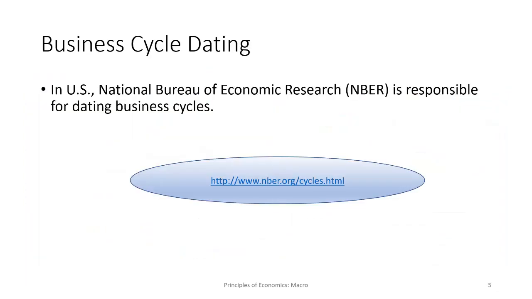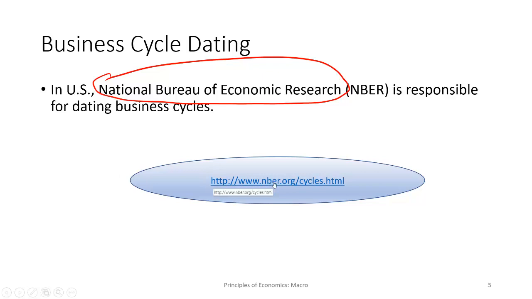Now in US, business cycle is dated by the National Bureau of Economic Research or NBER. This is a not-for-profit organization, consisting of economists and policymakers, and they are responsible for business cycle dating. They are the ones who say when a recession has started and when it ended. So we'll look into their website. We'll go into their website by reaching this NBER website.